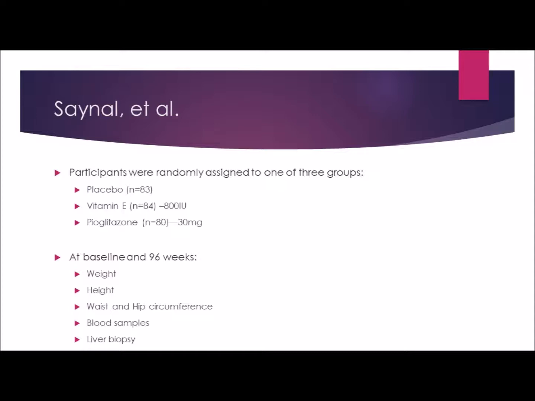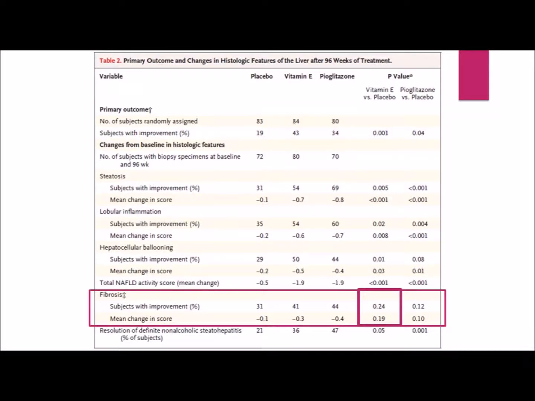At baseline, 96 weeks, and various weeks throughout the study, patients had height, weight, waist and hip circumference measured, and then blood samples were taken to measure fasting lipids, fasting glucose, and fasting insulin levels. Patients also received a liver biopsy at the completion of the treatment as well as at baseline. In each group, fibrosis was measured at both baseline and at follow-up.